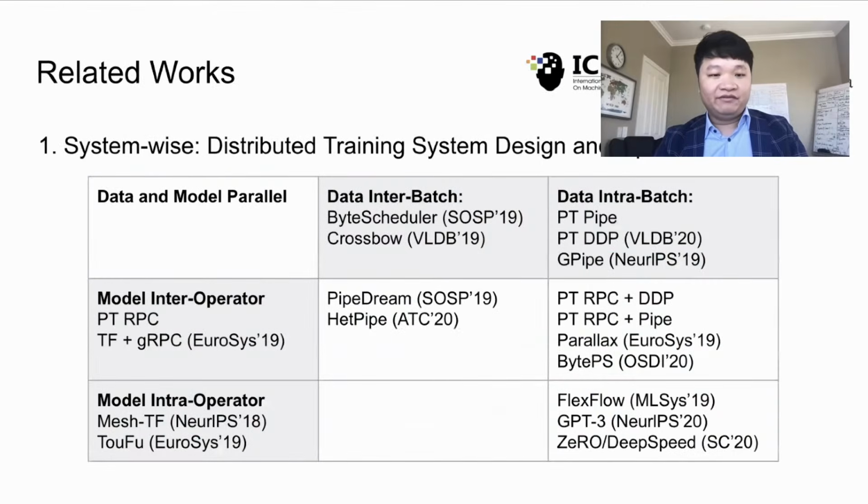But after the transformer came, we can see that this is not enough. There are two lines of work. The first line of work is distributed system design and optimization. Here I summarize recent famous works using two dimensions. One dimension is the data: inter-batch and intra-batch. Another dimension is the model: we can split the model inter-operator or intra-operator. You can imagine the operator as a layer. For inter-operator, for example, PipeDream tries to split multiple layers onto a GPU and then considers the interaction among different batches.